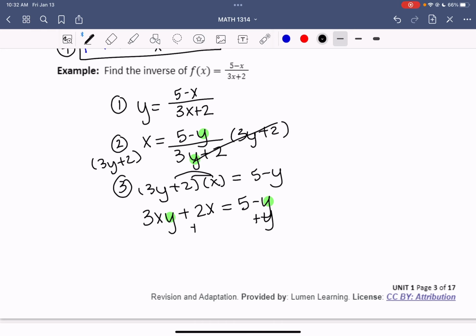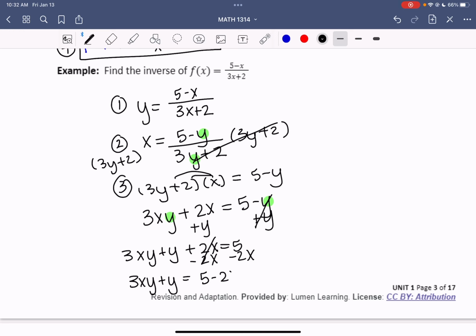And so I'm going to say, okay, well, let's add this y over here. So it gives me 3xy plus y plus 2x equal to 5. I can't combine it with anything because it's just a single y. This one has an x on it. Then I'm going to subtract 2x. So it gives me 3xy plus y equal to 5 minus 2x.